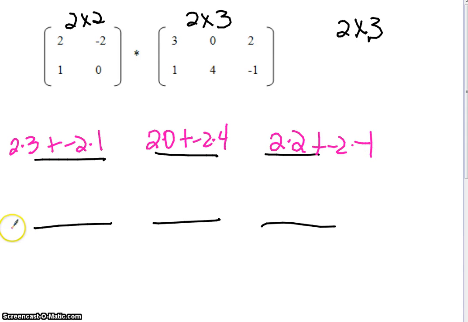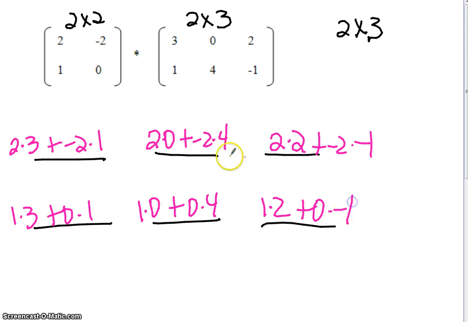Then you do row 2. 1 times 3 plus 0 times 1. 1 times 0 plus 0 times 4. 1 times 2 plus 0 times negative 1.